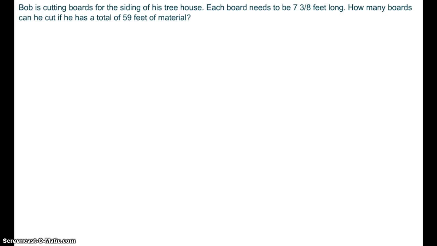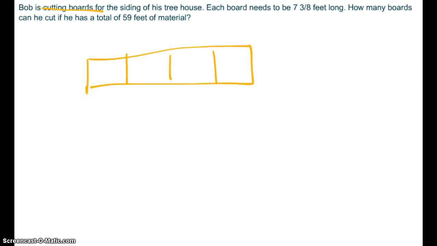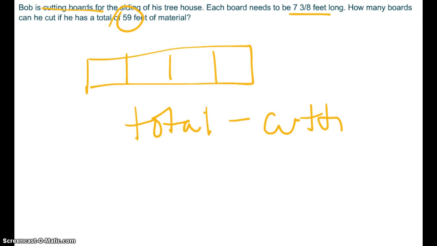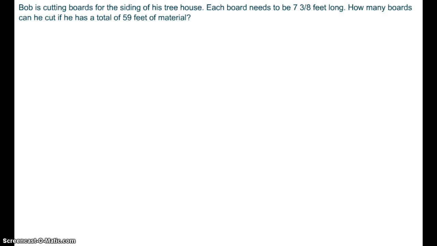Alright, so in this first situation, Bob is cutting boards. Each board needs to be 7 3/8 feet long. So we know that he's got a total of 59 feet. So we have a total and we are cutting it into parts. What operation is that? If you are cutting something into pieces, that is division. So you see how you read the problem and you think about what action it is and then you assign an operation to it. So the total amount that he has is 59 feet.